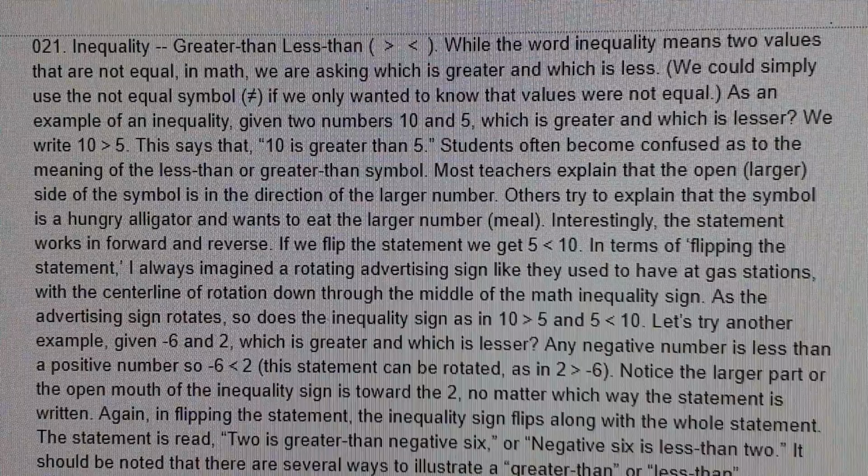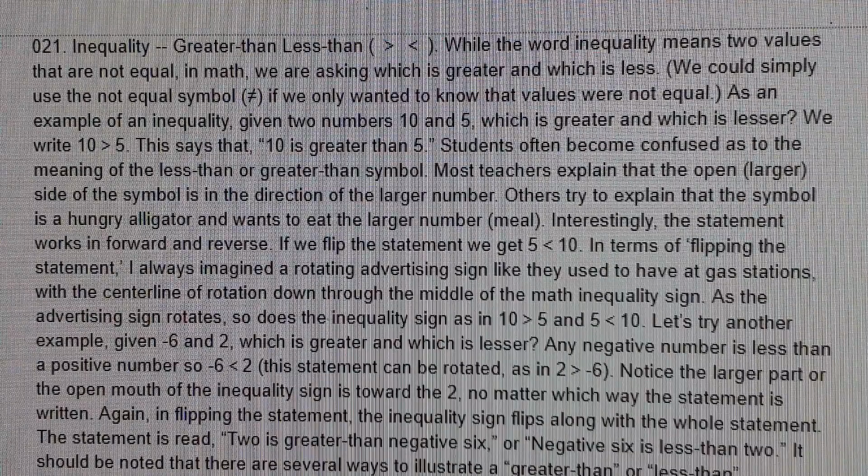This statement can be rotated as in 2 is greater than -6. Notice the larger part, or the open mouth of the inequality sign, is toward the 2, no matter which way the statement is written. Again, in flipping the statement, the inequality sign flips along with the whole statement. The statement is read, "2 is greater than -6," or, "-6 is less than 2."